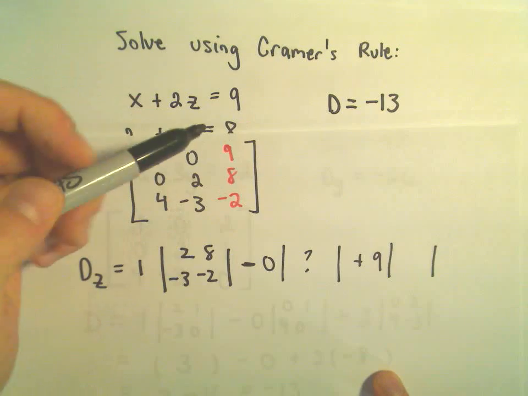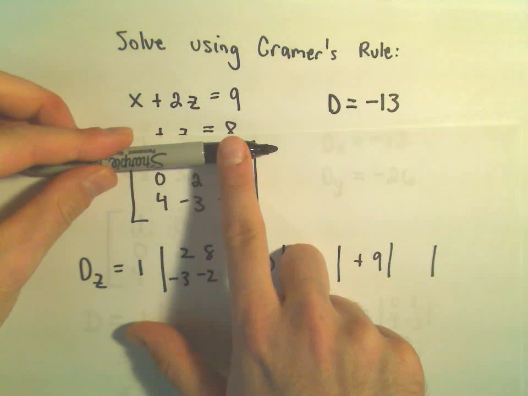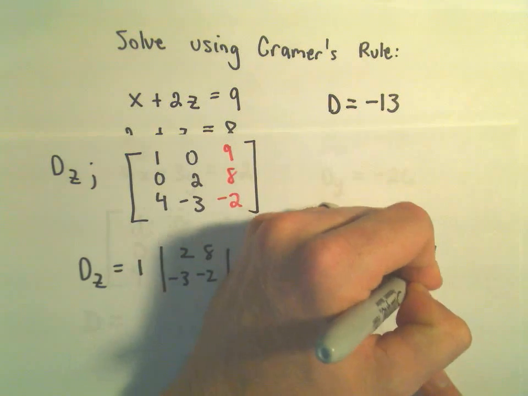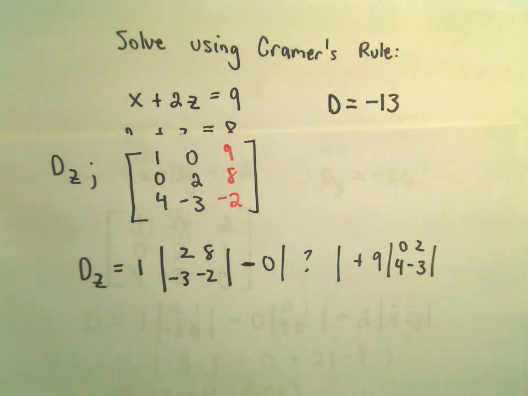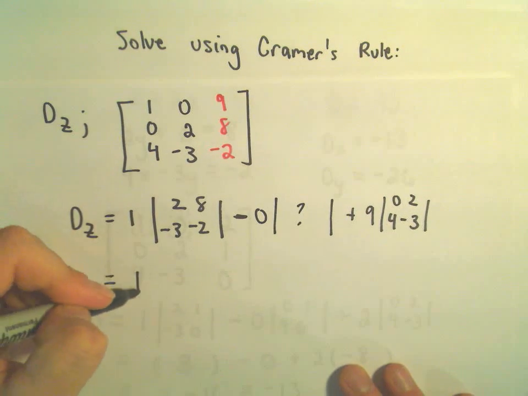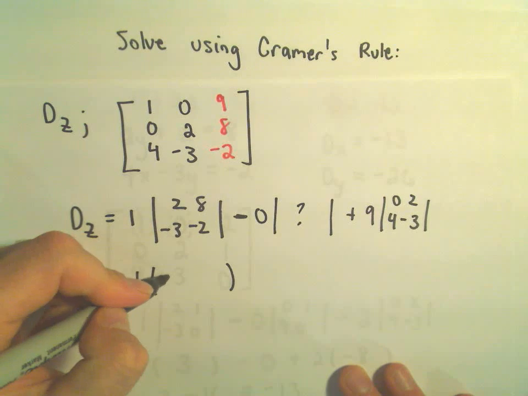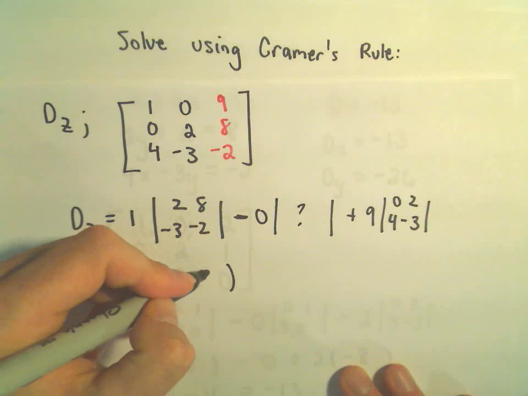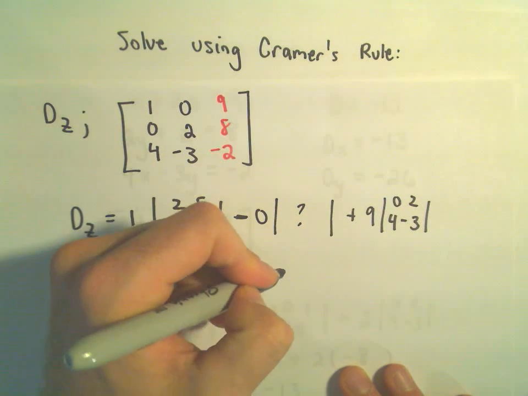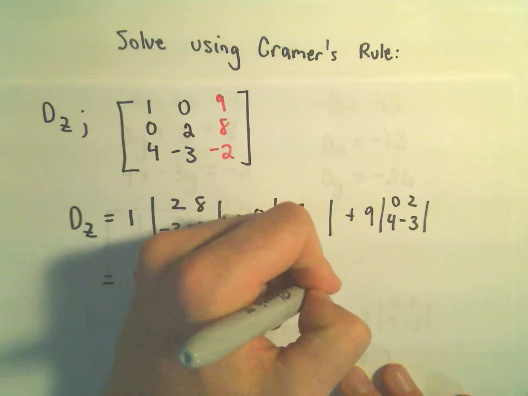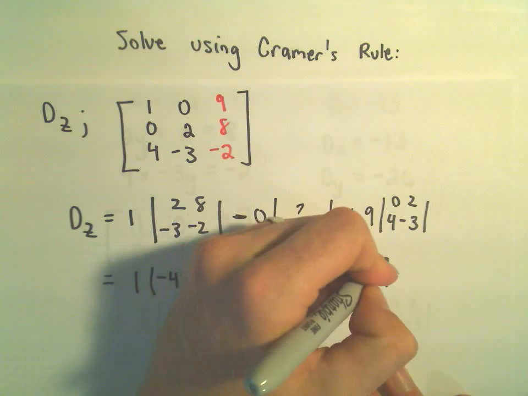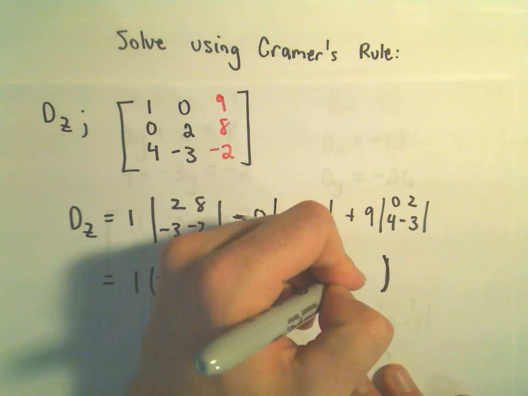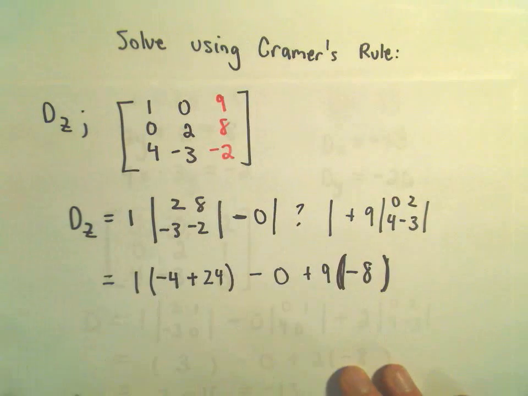Plus 9, and then if we cover up the last row and the last column, it looks like we've got 0, 2, 4, and -3 left. So now we have to compute this last value, so we're having fun here. So 2 times -2 is -4, minus -3 times 8, which would be -24, so we'll get a plus 24. Our middle term is going to be 0. And then we'll have 9 times, okay, whoops. So 0 times -3 would be 0, minus 4 times 2, which would be 8.